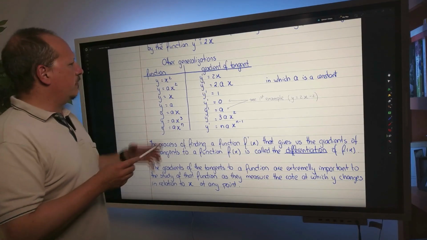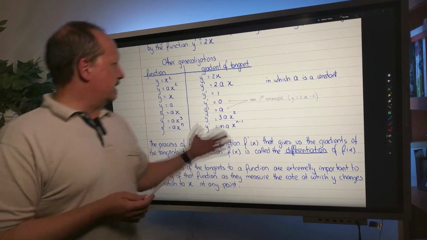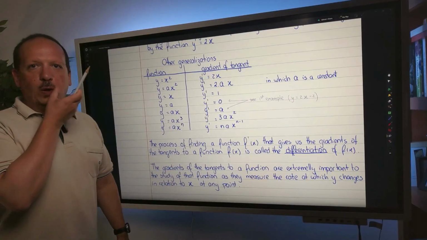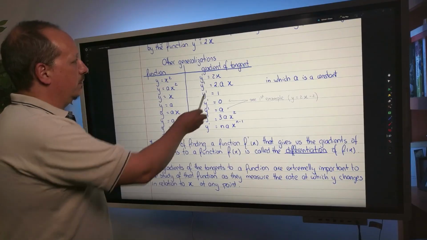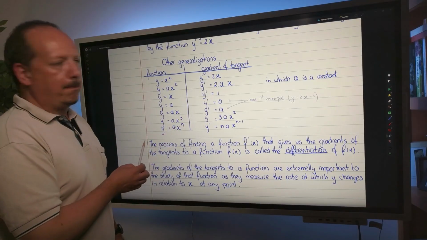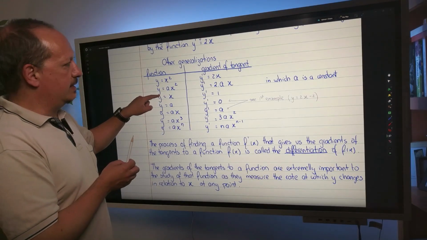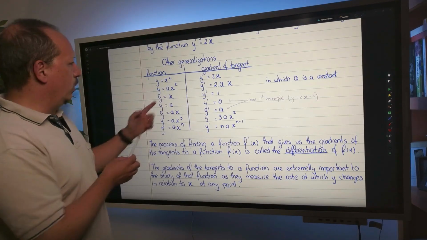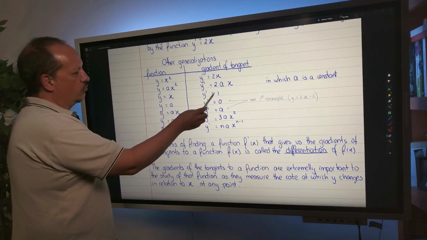But what if you have a function that is ax squared, in which a is a constant? For example, 4x squared. What would be the expression for the gradients? Well, in that case, it would be 2ax. What if it was just x, the straight line, y equals x? In that case, the gradient would be 1. You know this for a long time, right? This is a straight line, the gradient is 1.